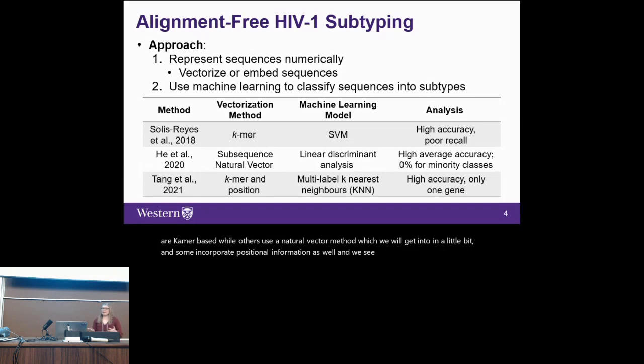And we see that there's a variety of different machine learning methods. So we have our support vector machines. We also have linear discriminant analysis, as well as k-nearest neighbors approaches. And these methods have high accuracy. However, for the less common subtypes, some methods have poor recall, and some achieve 0%, so they misclassify all of the rare sequences. And also some of them were developed for only one gene. So there's some areas for improvement.